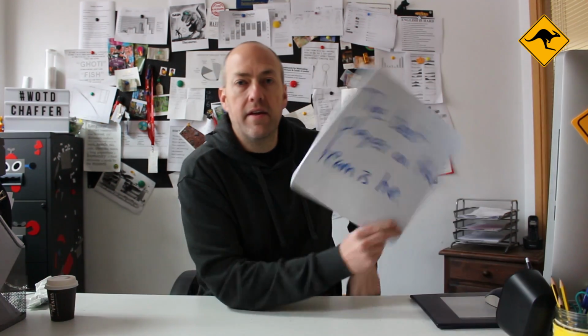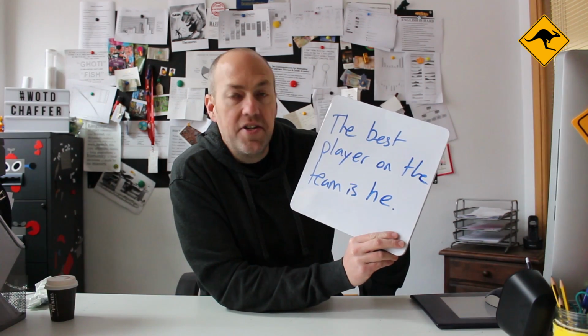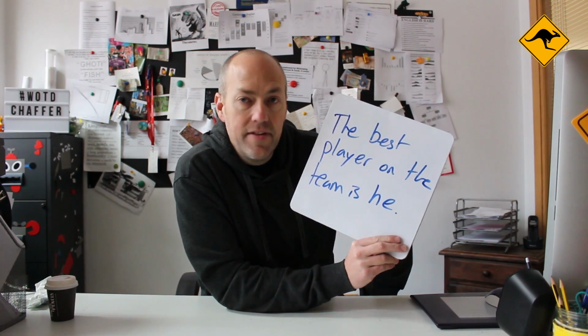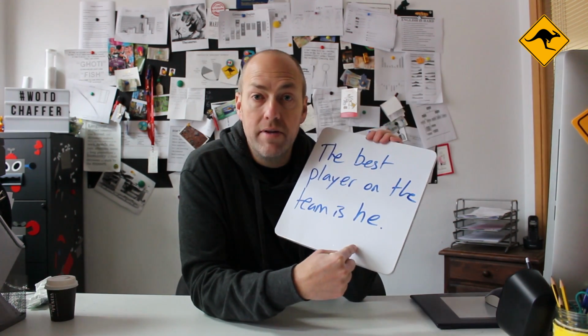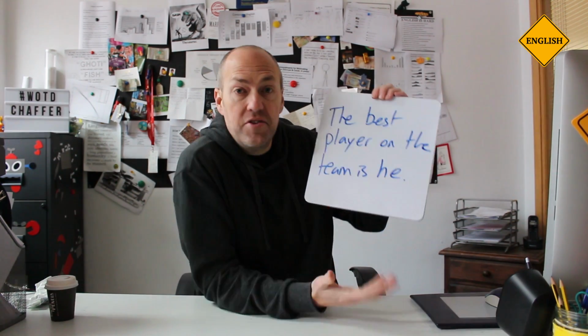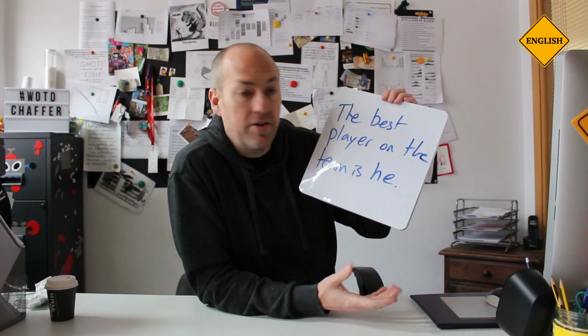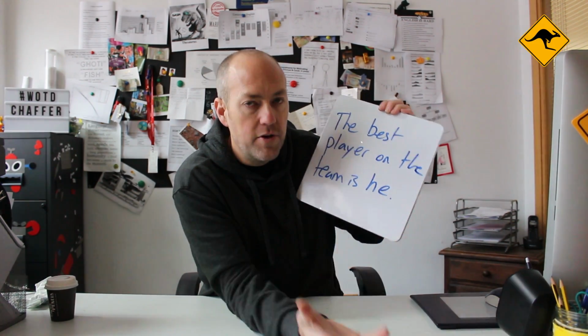So how does this help you as a learner? Well, it helps you to avoid errors like this. The best player on the team is he. Now, we would use him not because of its position in the sentence, but because there's no verb.